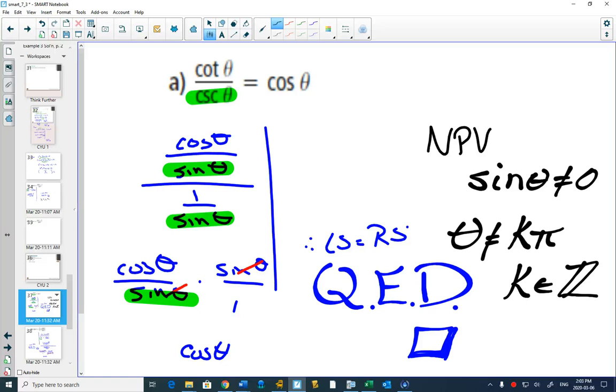No, you still have to find the non-permissible values for theta. So if you read the question, it says, determine the non-permissible values for theta. If it had said, determine the non-permissible values for sine theta, you would have been done. But it wanted you to find them for theta.